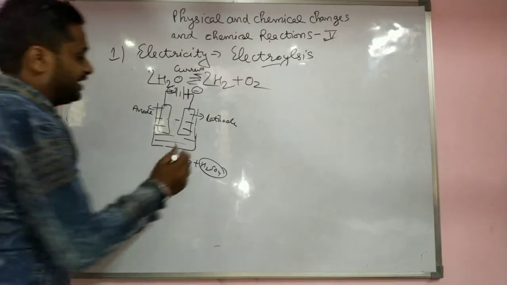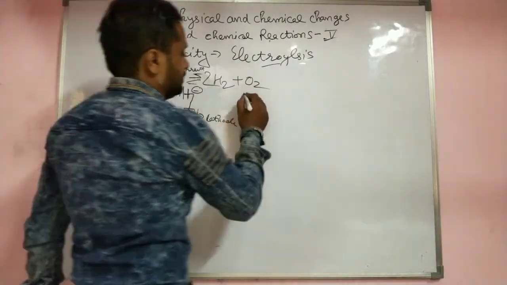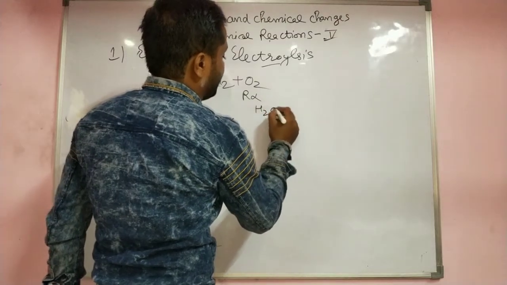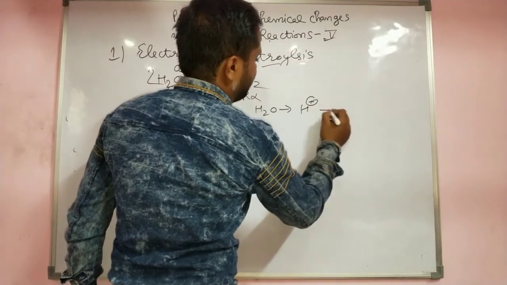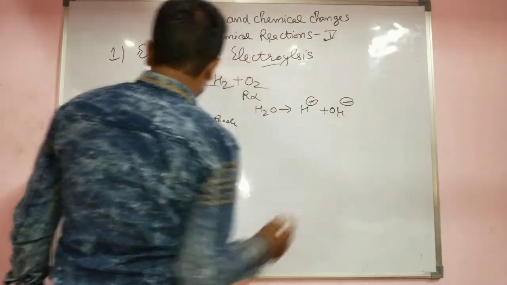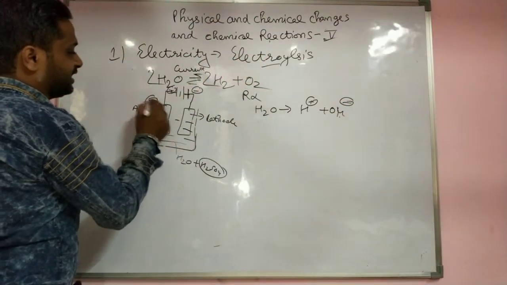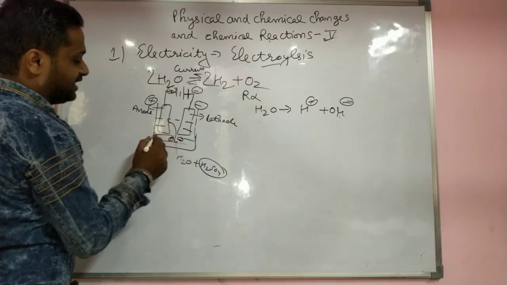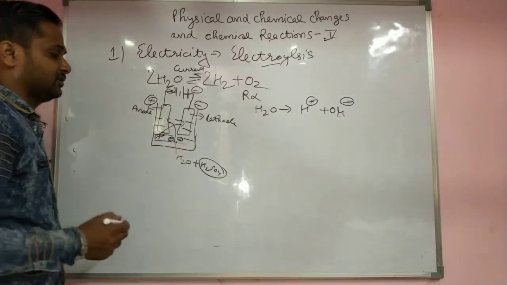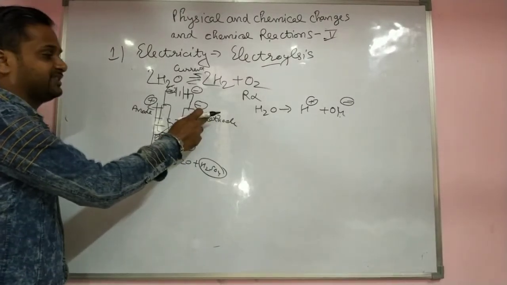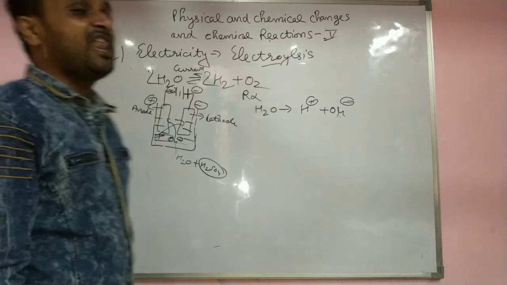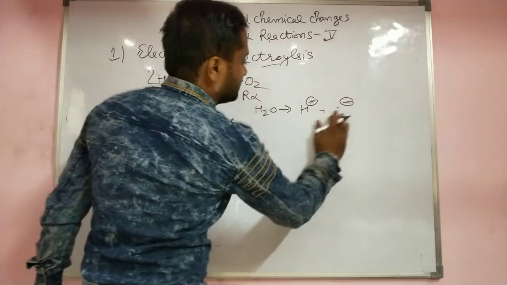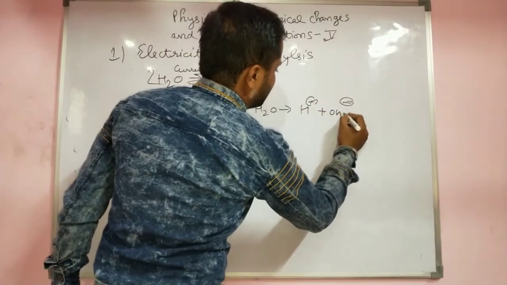Now I am writing the reaction, how it has happened. When H2O breaks, it always gives H positive and OH negative ions. Anode is positive here, cathode is negative here. OH negative goes on this side, H positive goes on this side. Positive goes towards the negative and negative goes towards the positive because of the attraction. Like charges repel each other, opposite charges attract each other.